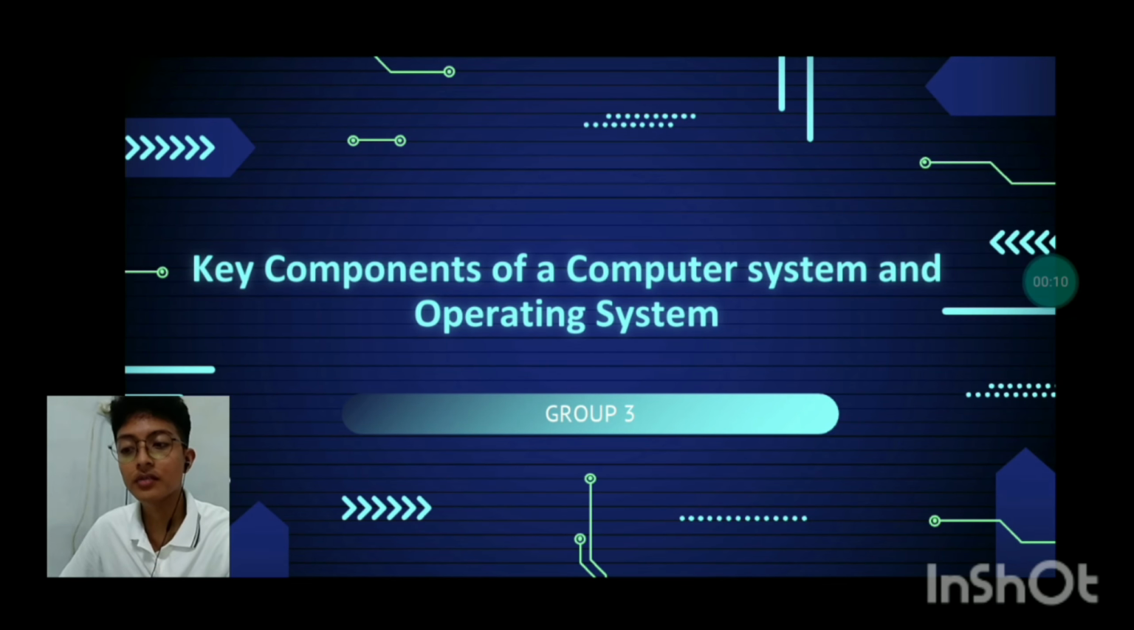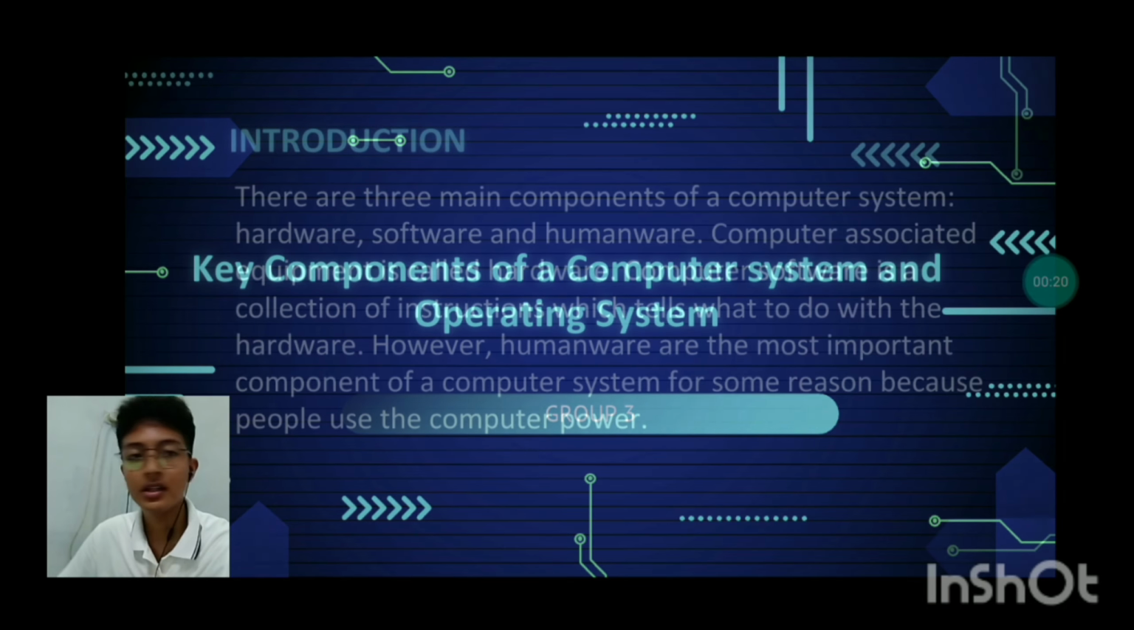We are Group 3 and today we will be discussing Chapter 3 or Module 3, which are the key components of a computer system and operating system. And now let's move on to the introduction.